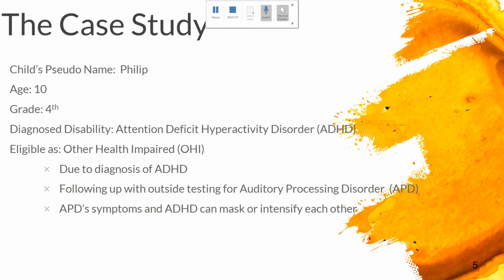The parents are following up with outside testing for auditory processing disorder, also known as APD. The reason why the parents are doing this is because APD's symptoms and ADHD can mask or intensify each other. And so it's very important that Philip receives the proper diagnosis so the school personnel and parents can make changes to his lifestyle in order to help him function better and do better in school. So now I'm going to focus mainly for this presentation on ADHD.